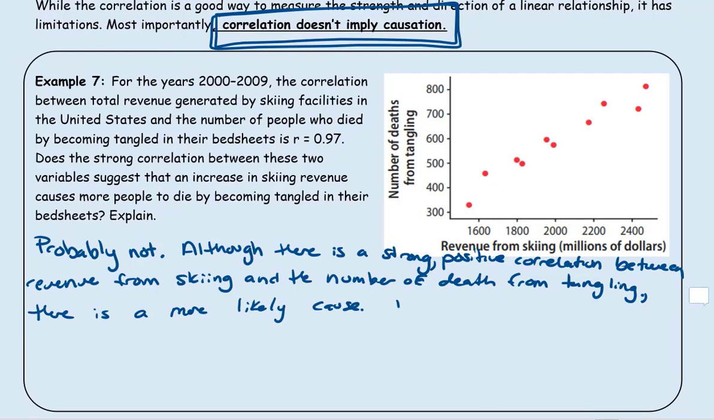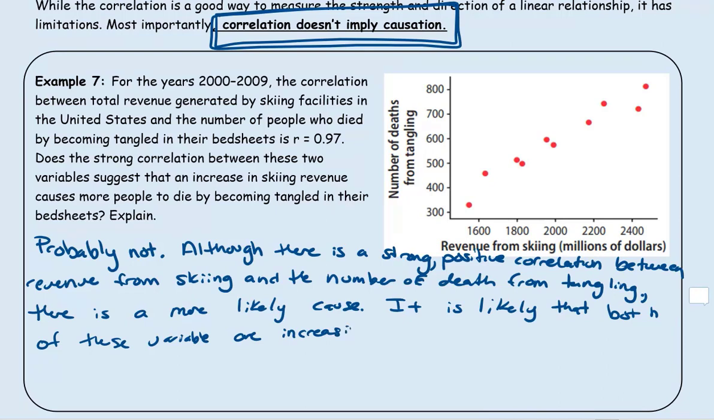So that's what I would like to write here. I would say it is likely that both of these variables are increasing due to the population increasing.